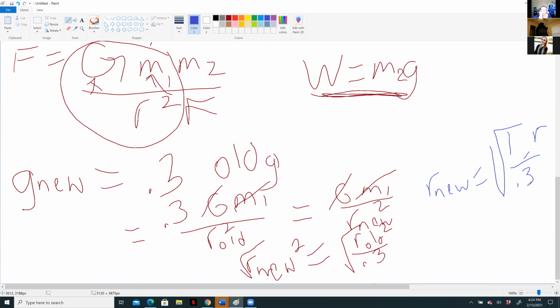So does this agree with what we would expect? The further away from Earth you are, the smaller your weight is going to be, right? So does this give an answer that makes sense? If we wanted to know the radius where our weight is the same as it is now, and we plugged into this number, we would get the answer that our weight would be the same as it is now at the radius the same as it is now. So that's what we would expect.